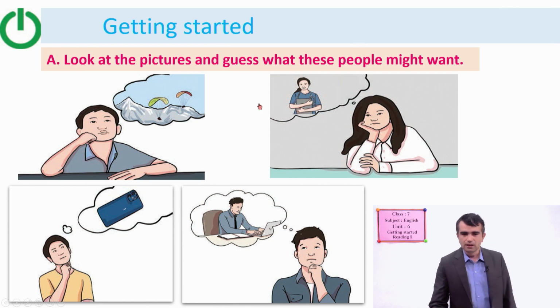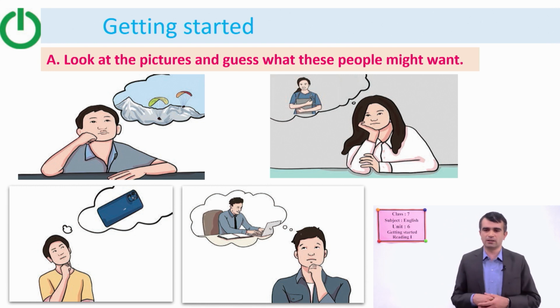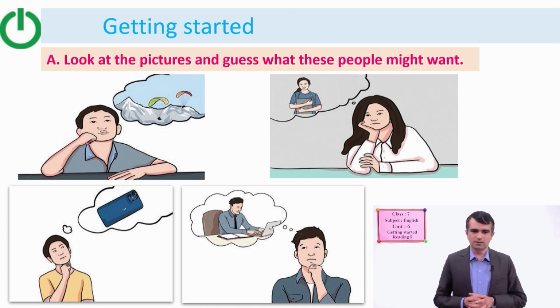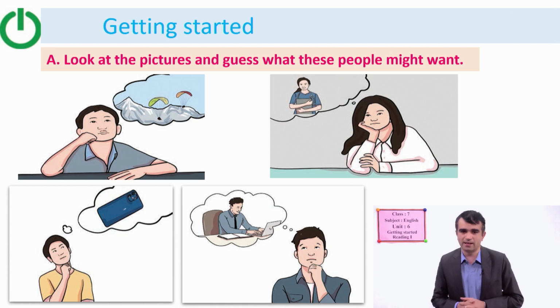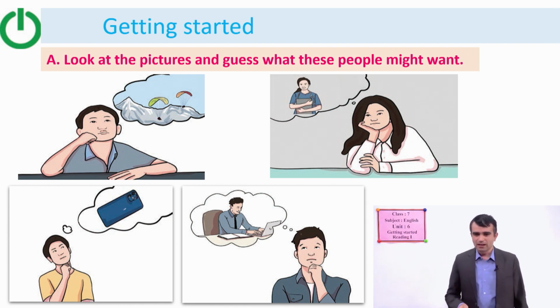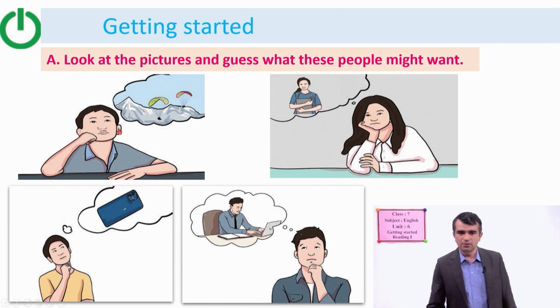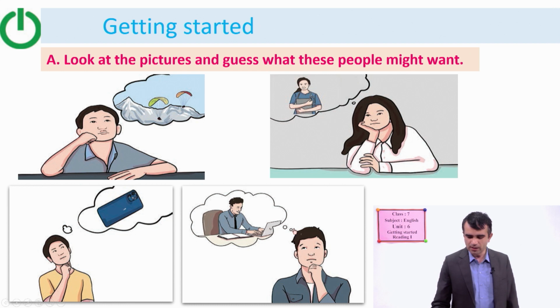Okay, here you can see some of the pictures and here what is written? Look at the pictures and guess what these people might want. From this picture you can guess what they might want. Can't you? Yes, you can. Now there are altogether 4 pictures. 1, 2, 3, 4. What might people want there? We can discuss about it. Okay, let's look at the first picture only.